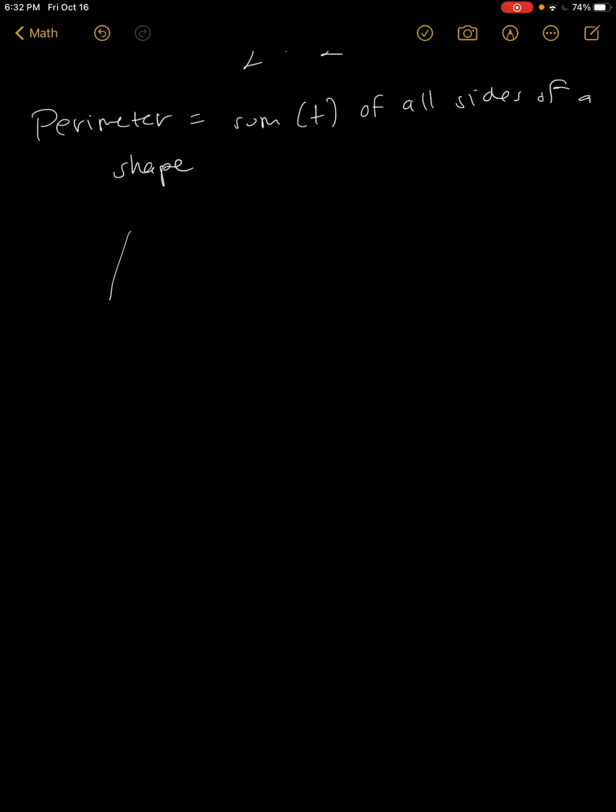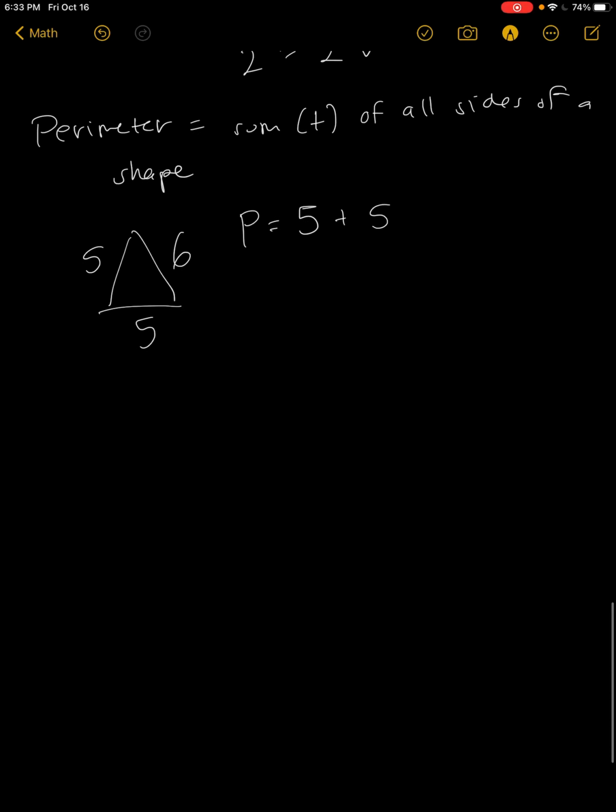Okay, so let's say we have a triangle. Just know that nothing I'm drawing here is to scale. I'm just drawing shapes and putting numbers on it. If I wanted to figure out the perimeter, sometimes shortened to a capital P, I'm just going to add the length of all the sides. 5 plus 5 plus 6. So the perimeter of this triangle is 16. 16, whatever it is, inches, meters, whatever.